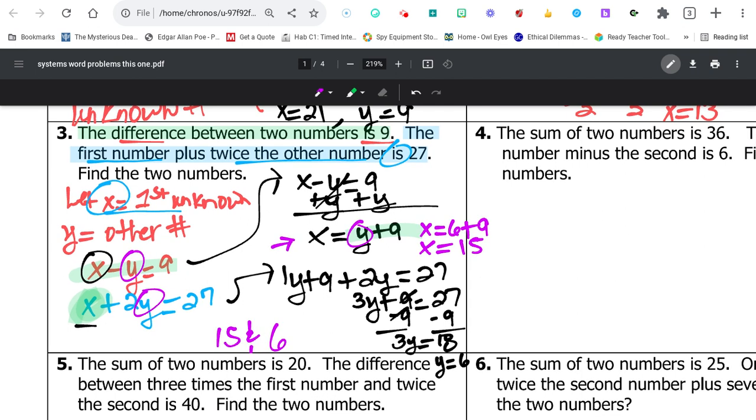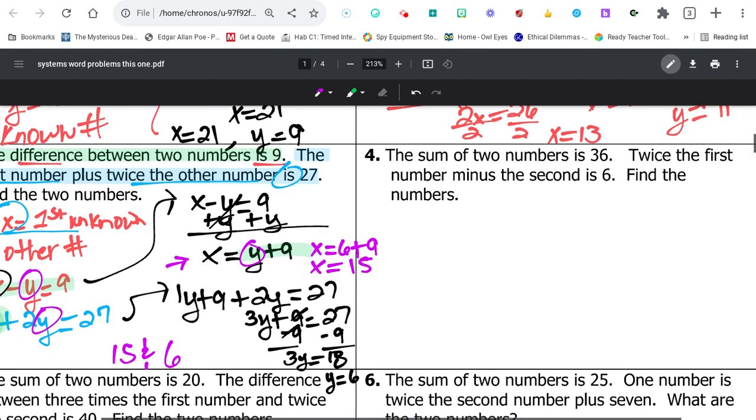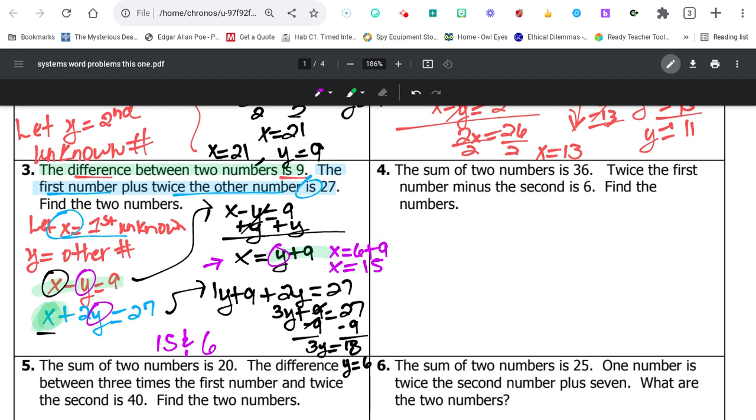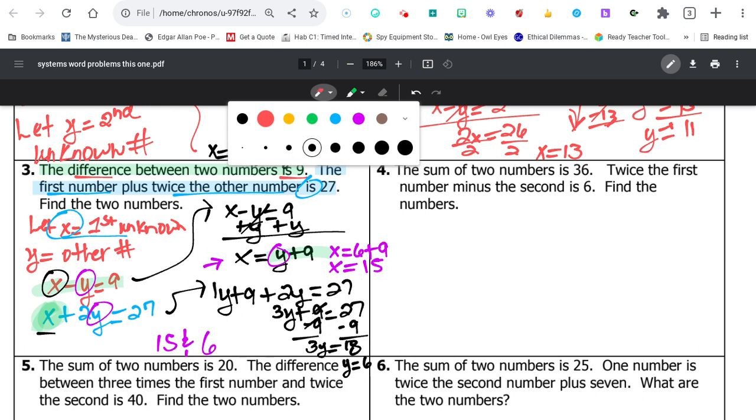And that's all you do. That is absolutely it. All right, pause the video and try number 4. All right, and this is what you should have for number 4, guys.